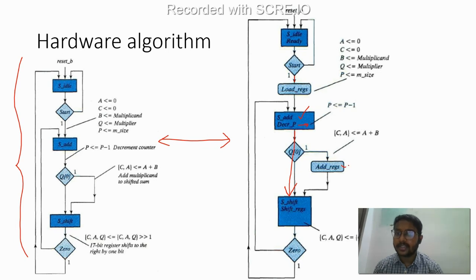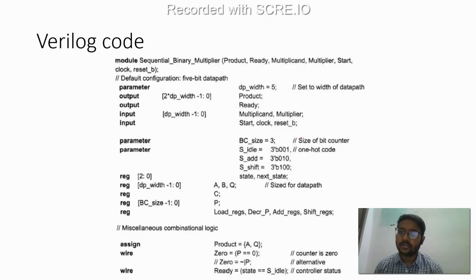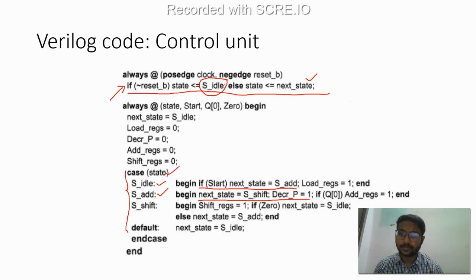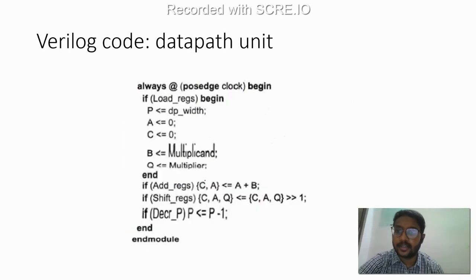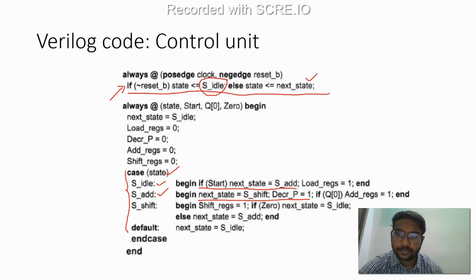Whether you add the register or not, that depends on Q of 0, right? So that you will write again. So you write here: depending on your Q of 0, if Q of 0 is 1 or 0, your add register will be 1 or 0.